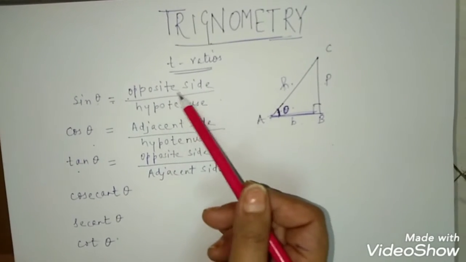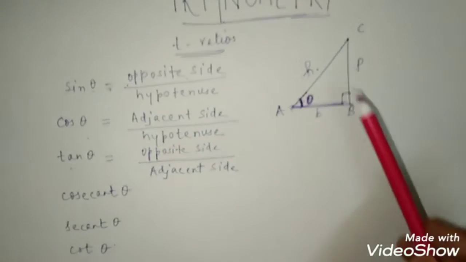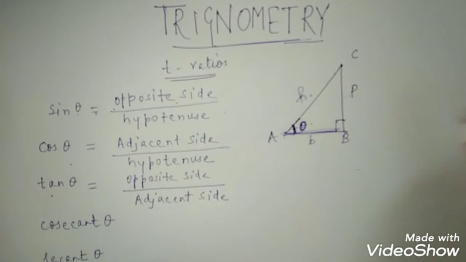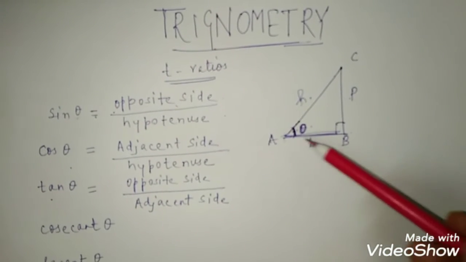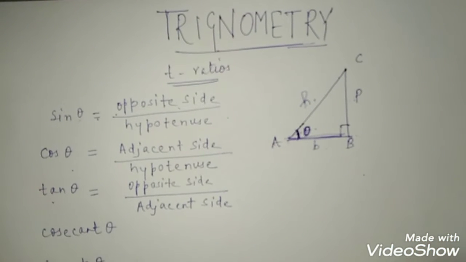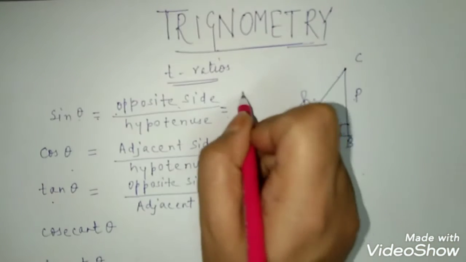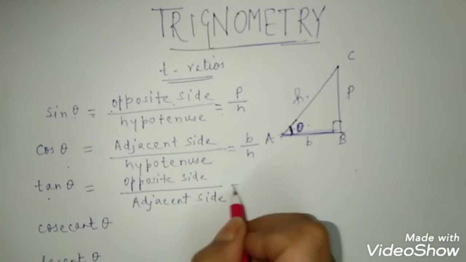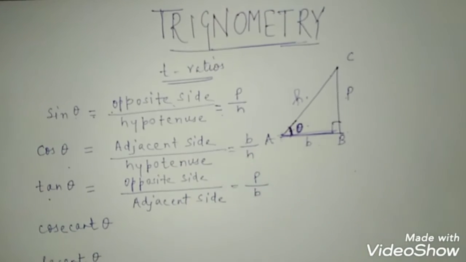Why am I writing opposite side and adjacent side? Because sometimes they will ask you theta at A or at C, so this will be changing. You should not get confused. That's why I'm trying to make it in the basic form so that there is no confusion left for you. So let me write it also: this is P by H, P by H, P by B.